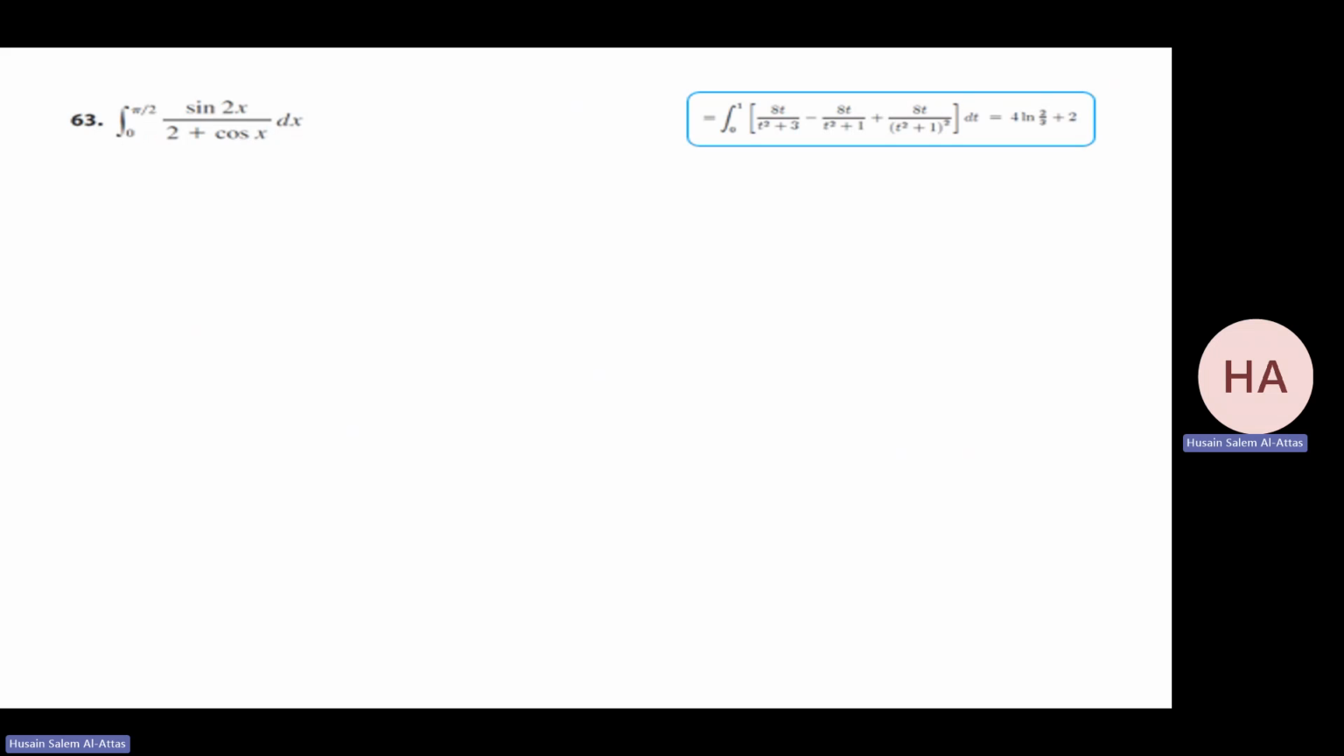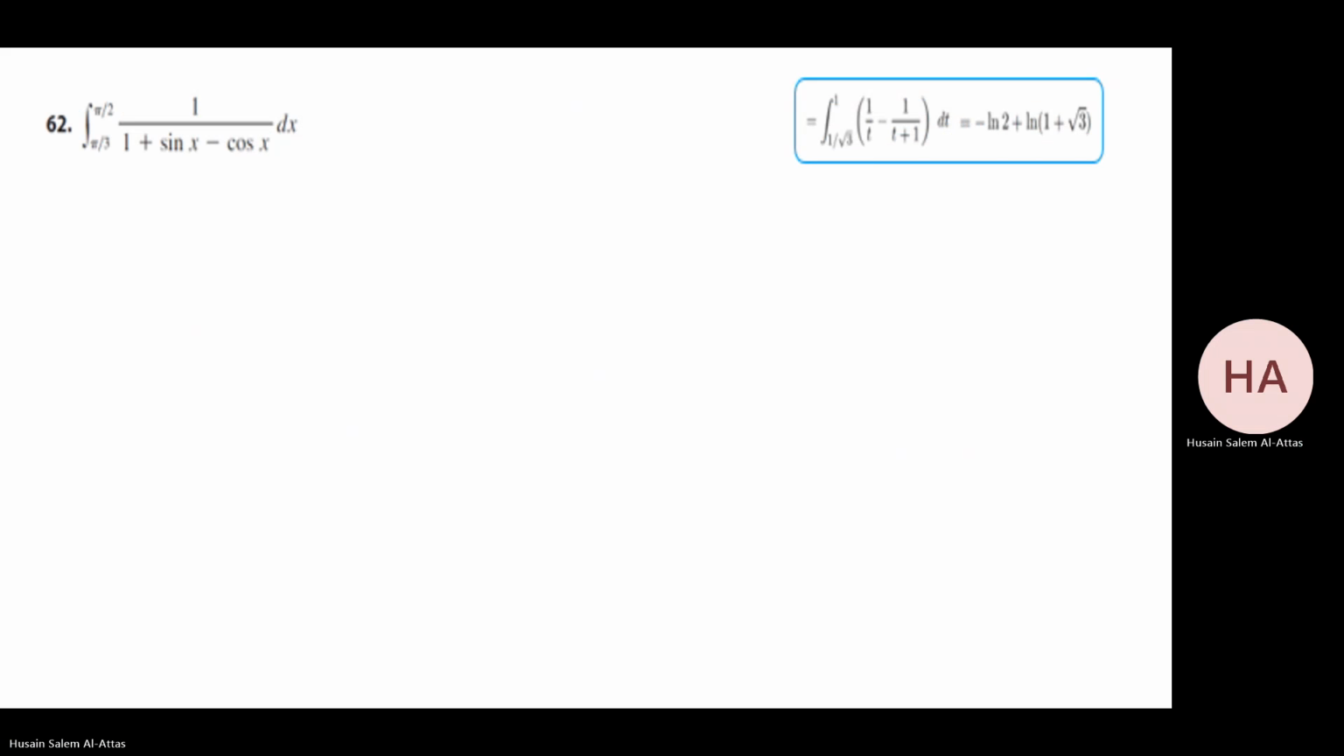And this is also what? What do you call it? It's a definite integral. Okay. Let us see what will happen.